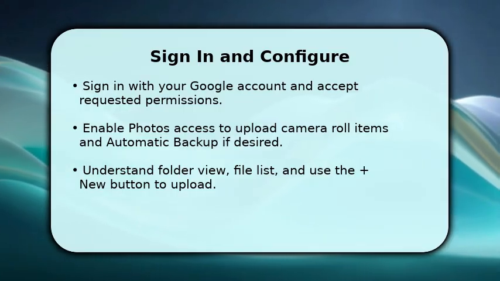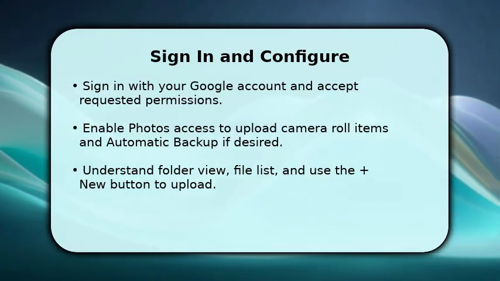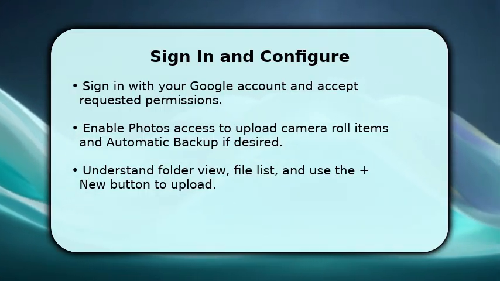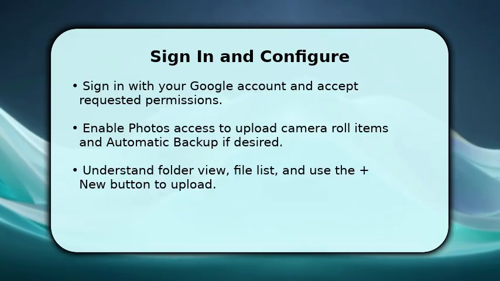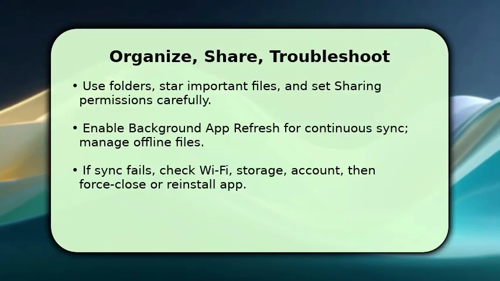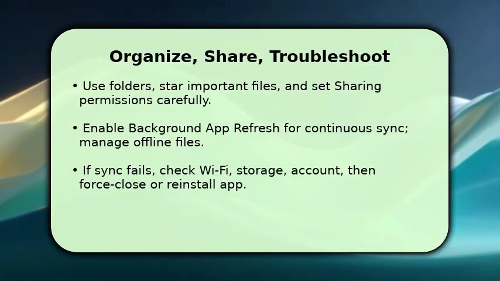Once you upload, organize files into folders so sync stays tidy. If you want offline access, tap the three dots beside a file and choose Available. Finish by organizing and sharing. Move files into folders, star key documents, and set sharing permissions to control access.